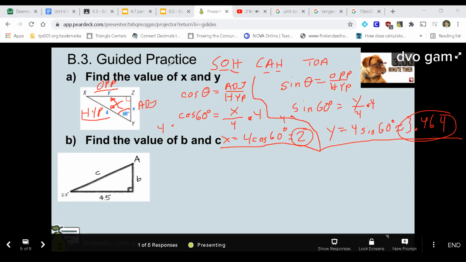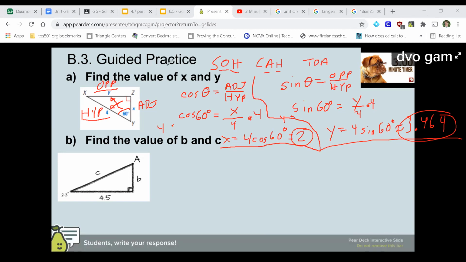Okay, let's go over these. So if we label for our angle here, this would be the opposite. This would be the hypotenuse, which means 4.5 is our adjacent leg.